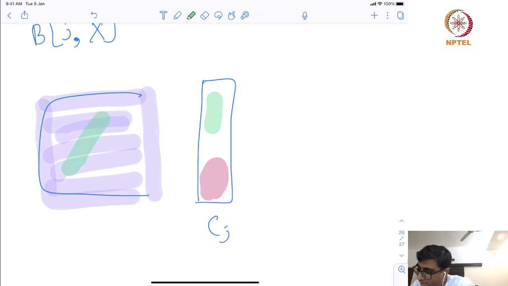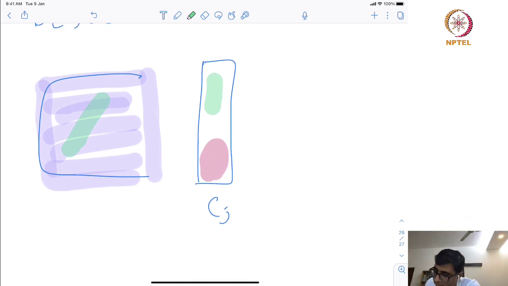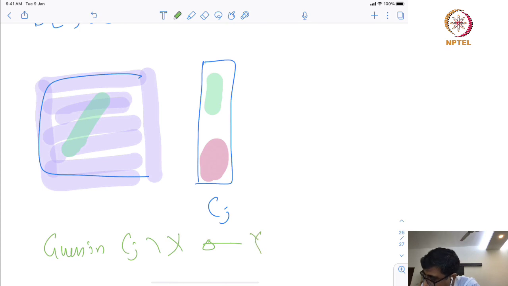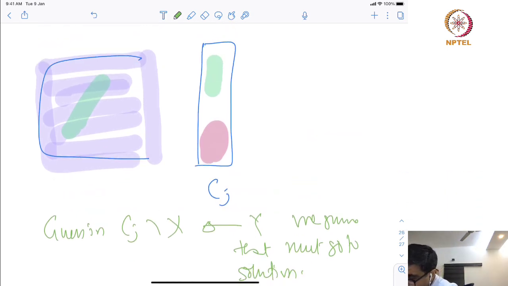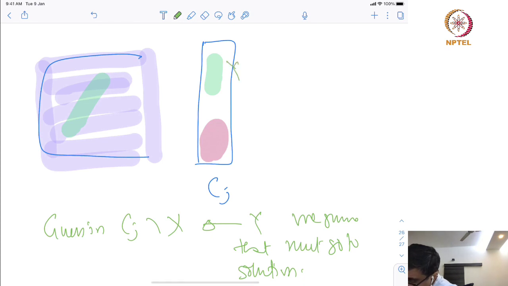So, what we generally do is that we guess. We will guess in Cj minus x, let us call that y. So, we guessed that y must go to the solution. If this is the y which goes to the solution, what do we know? Its neighbors can't go to the solution.